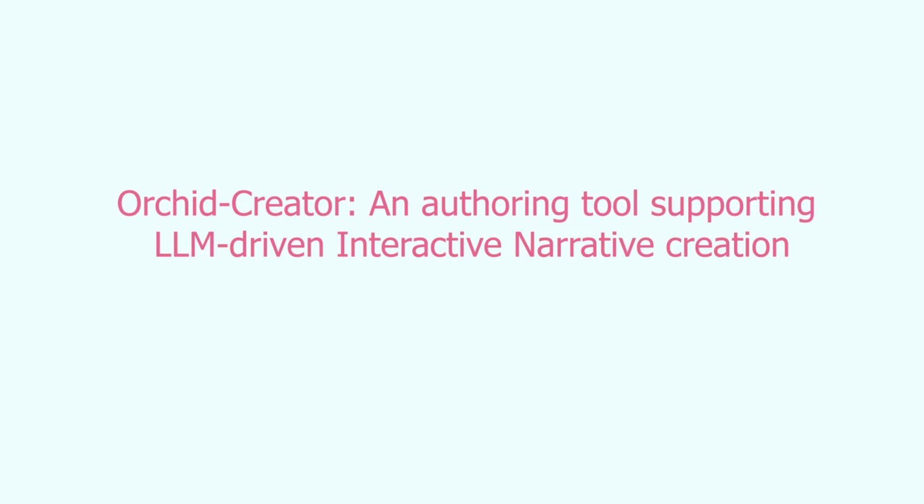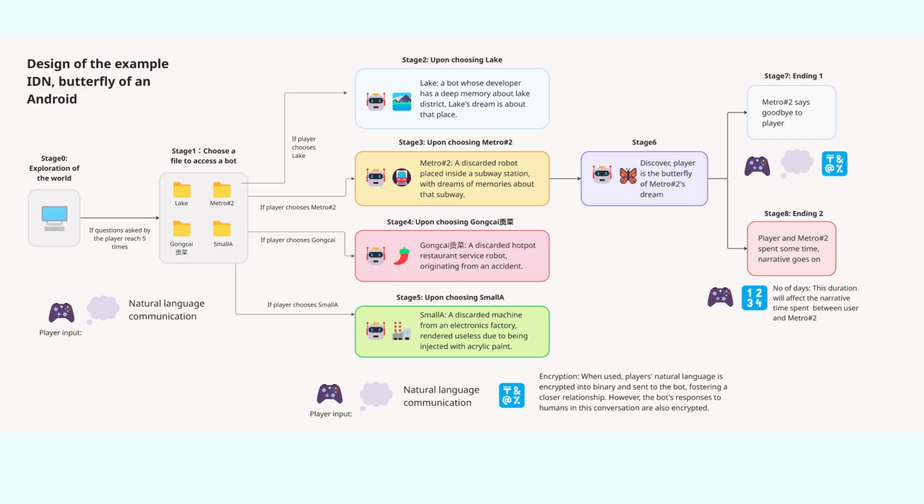Orchid Creator is a web-based system with three parts that leverages nodes and graphs with LLM in real-time narrative generation, shaped by the player's interactivity. We explain how Orchid Creator works with an example called Butterfly of Android. This interactive narrative includes 9 nodes and 8 branches.